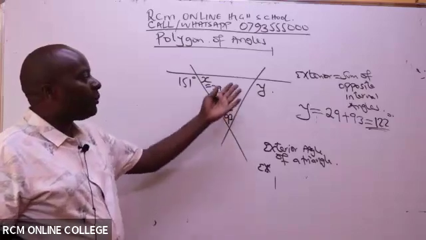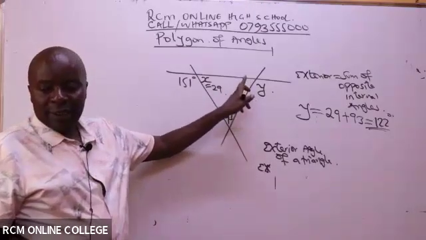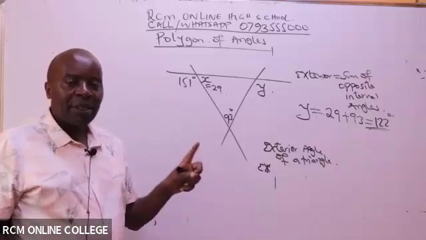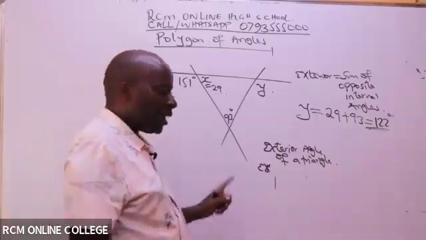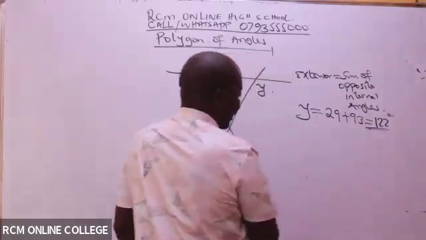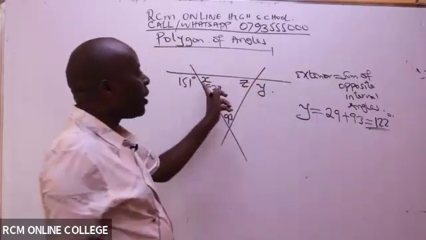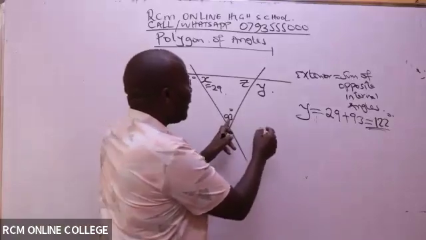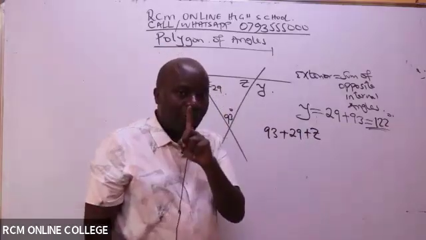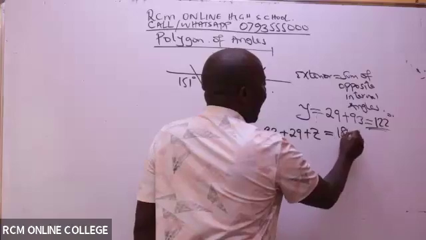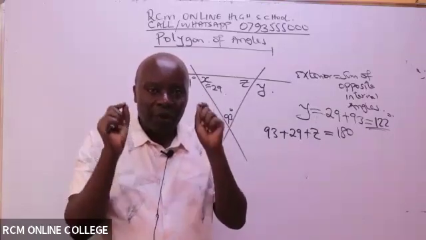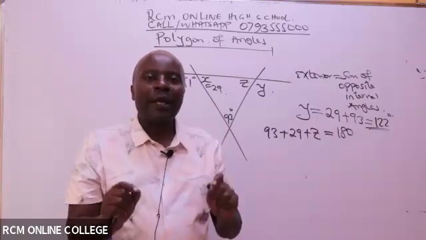Again, I would have used another method to get this first. I would have gotten this third angle of a triangle. I know that angles of a triangle, when you add them up, must always give you 180 degrees. So let's call this Z, because I have to call it a letter which is not among these. If I take this 93 plus 29 plus this third internal angle, I should get 180.